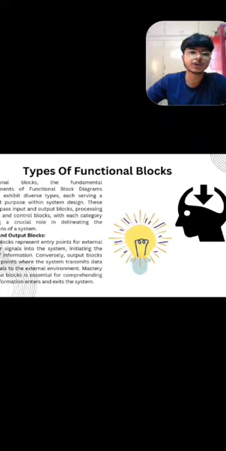Types of function blocks: input and output blocks. Input blocks represent entry points for external data or signals into the system, indicating the flow of information. Conversely, output blocks signify points where the system transmits data or signals to the external environment.